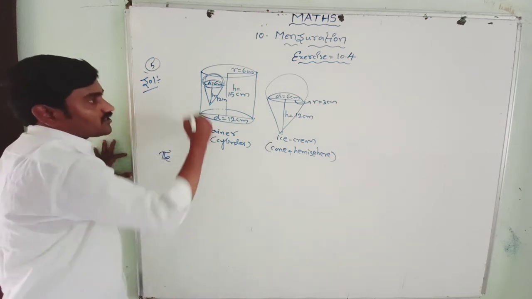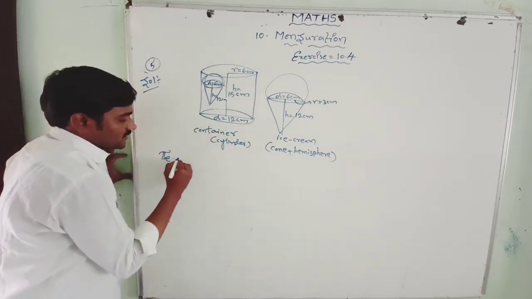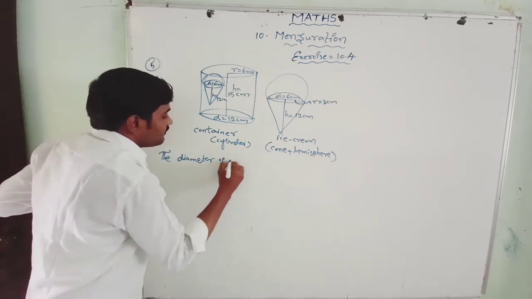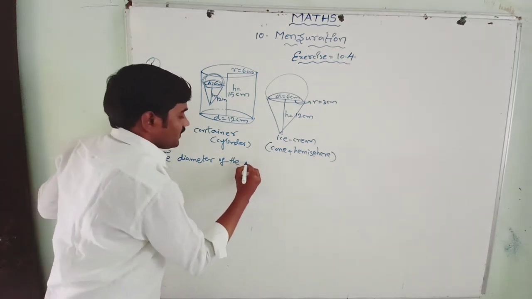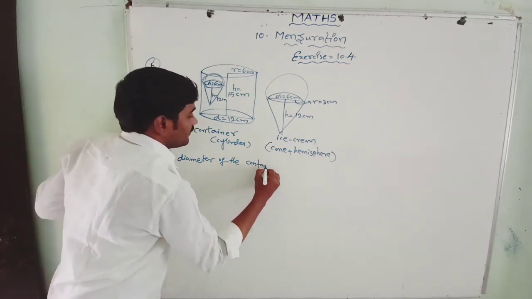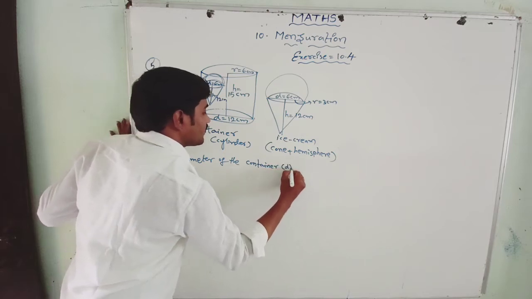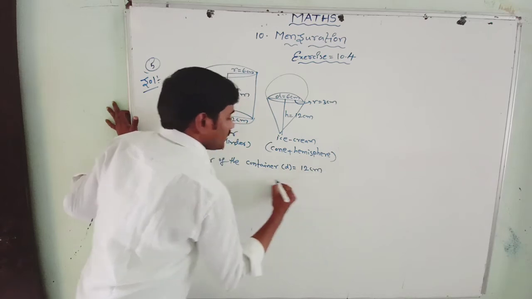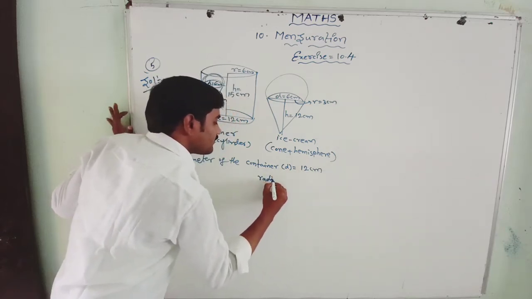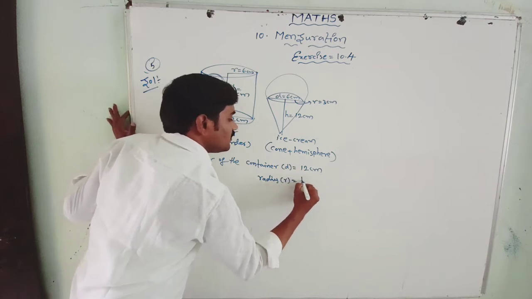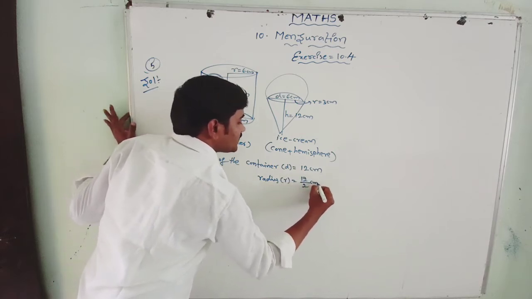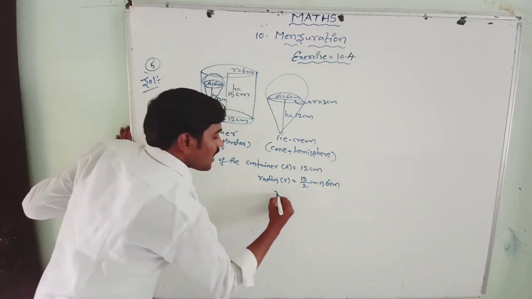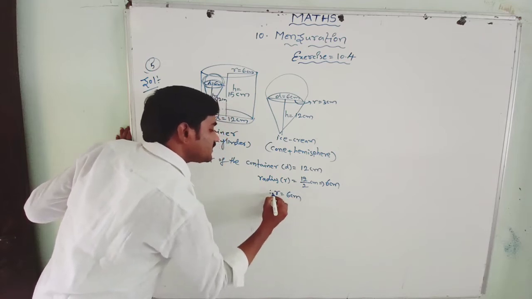First, for the cylinder, we write the diameter of this cylinder. The diameter of the container, D, equals 12 centimeters. Nothing but the radius R equals 12 by 2 centimeters, that equals 6 centimeters. Radius R equals 6 centimeters.